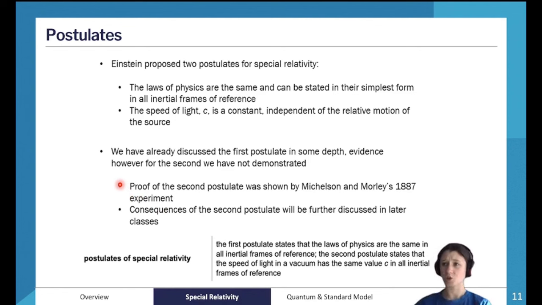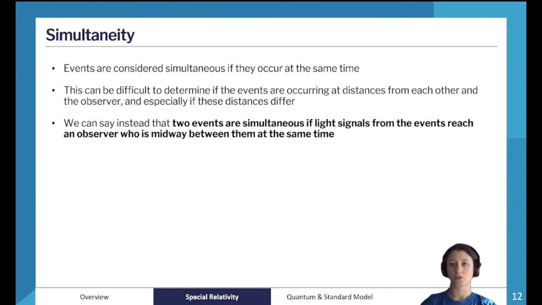But just in case you want to be a little bit extra prepared, you can remember that it was shown by the Michelson and Morley's experiment in 1887. Alright, so now we're going to get onto the concept of simultaneity.